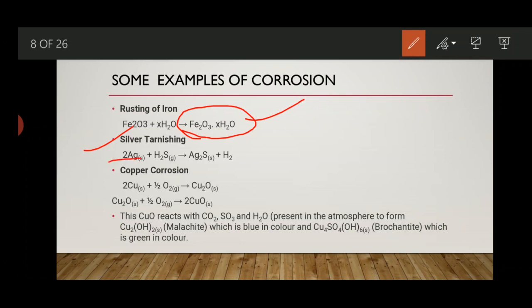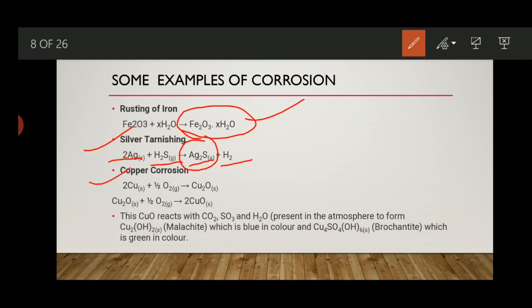Silver metal gets mixed with hydrogen sulfide and forms silver sulfide along with hydrogen gas. So due to the formation of silver sulfide only, that black color appears on the silver ornaments. Silver gets combined with hydrogen sulfide and gives a black-colored product, silver sulfide.